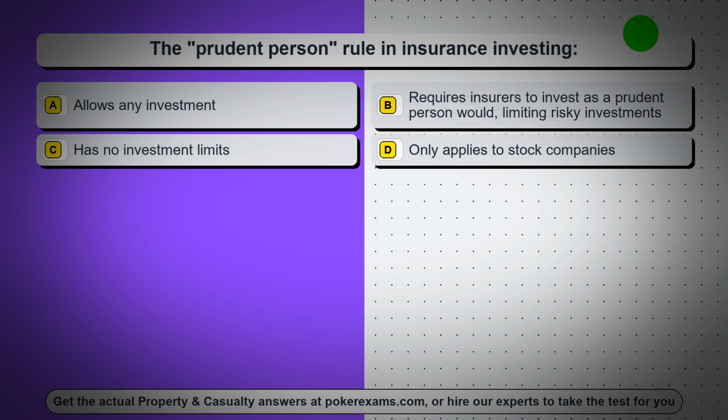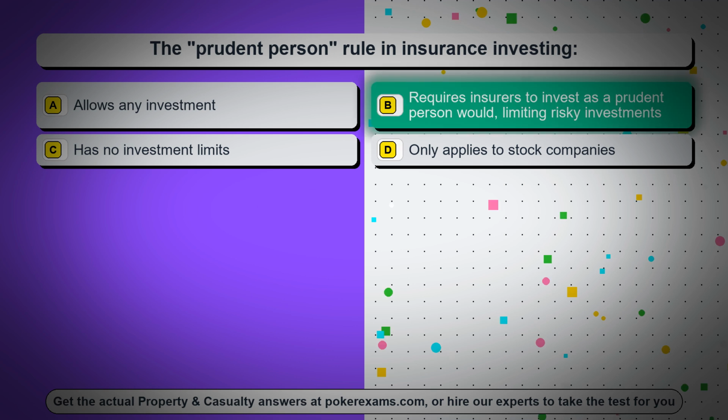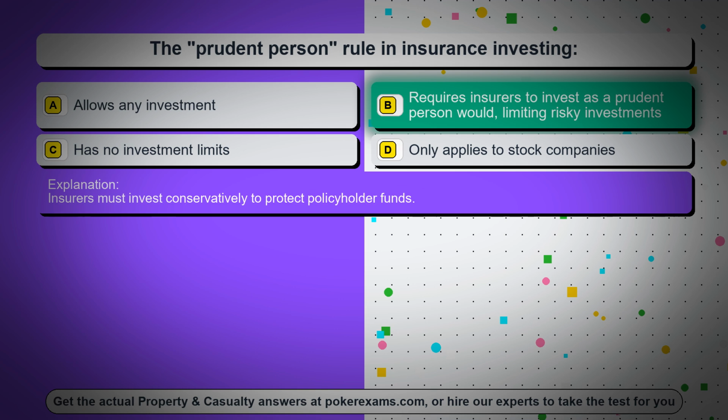Question 44. The prudent person rule in insurance investing. Option A, allows any investment. Option B, requires insurers to invest as a prudent person would, limiting risky investments. Option C, has no investment limits. Option D, only applies to stock companies. The correct answer is option B, requires insurers to invest as a prudent person would, limiting risky investments. Insurers must invest conservatively to protect policyholder funds.